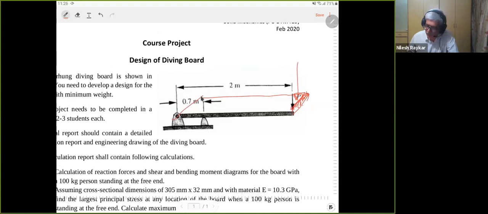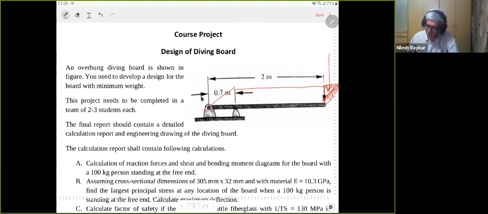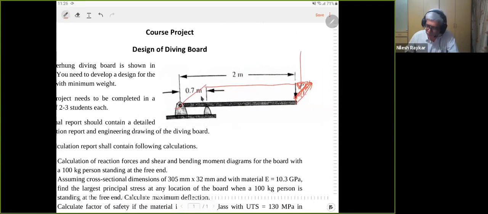In order to do this, the board is supported at one end by a pin support. So this is the pin support end, and there is a fulcrum here, which makes this a simply supported beam. So it becomes a simply supported beam with an overhang load. That is how you will be doing the initial calculations.